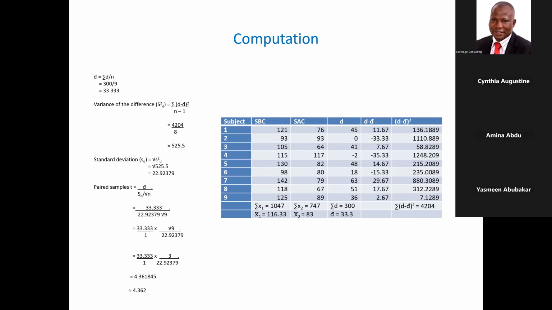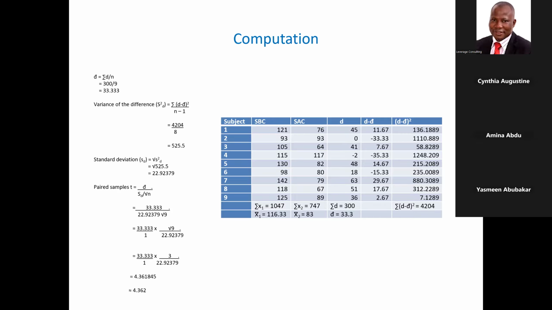Can you see? This is the difference. You now add it together. Sigma D gives you 300. You now divide this sigma D by 9. It gives you 33.3. So 33.3 is the D bar, the mean of the difference. That's all you are testing.